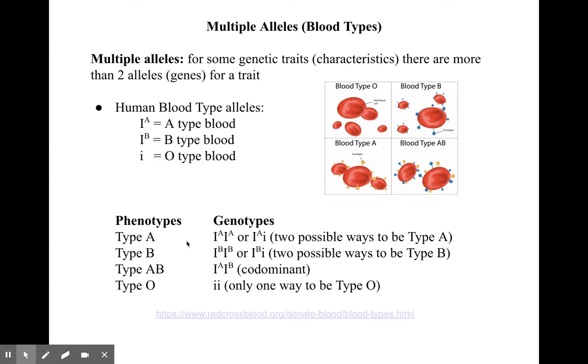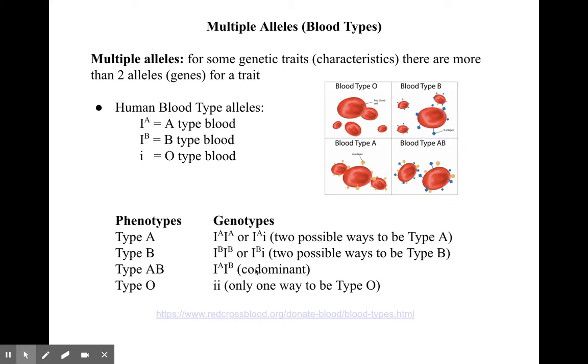So to be type A, you would have two A's. That would make sense for the codominant situation. But then you could also have an A and a recessive, remember, because we're going to show the dominant trait in this situation. So we would call this homozygous, and we would call this heterozygous, right? Two different. And then we have type B. So again, you can have two B's, and you would be homozygous for type B, or you have the B and the recessive trait, which is heterozygous.